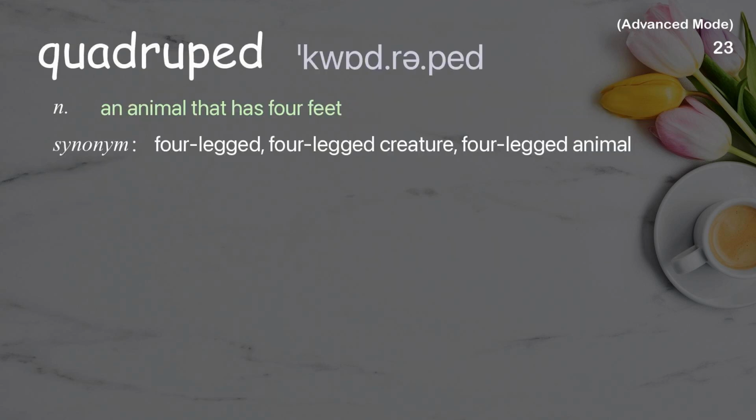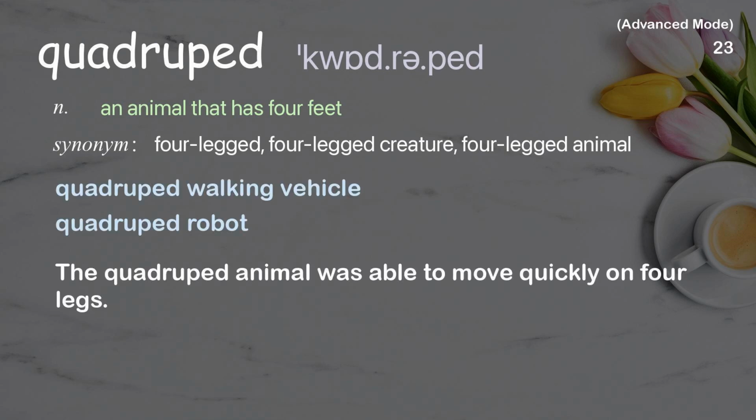Quadruped. An animal that has 4 feet. Examples: Quadruped walking vehicle, quadruped robot. The quadruped animal was able to move quickly on 4 legs.